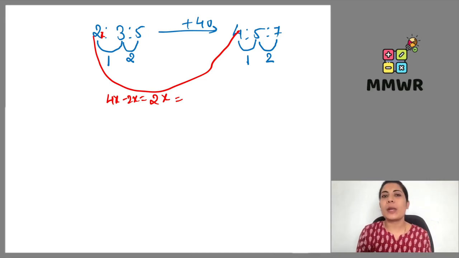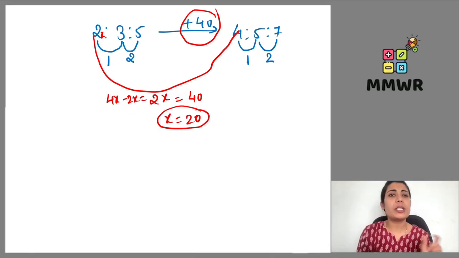So what is the difference? It is 2x. Why has it changed? Because 40 students have come to the class. So the value of x is going to be 20. Just for better understanding, you can do it this way.